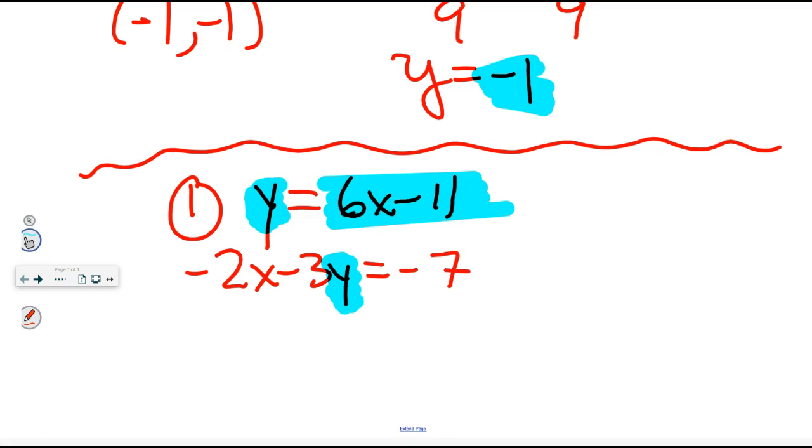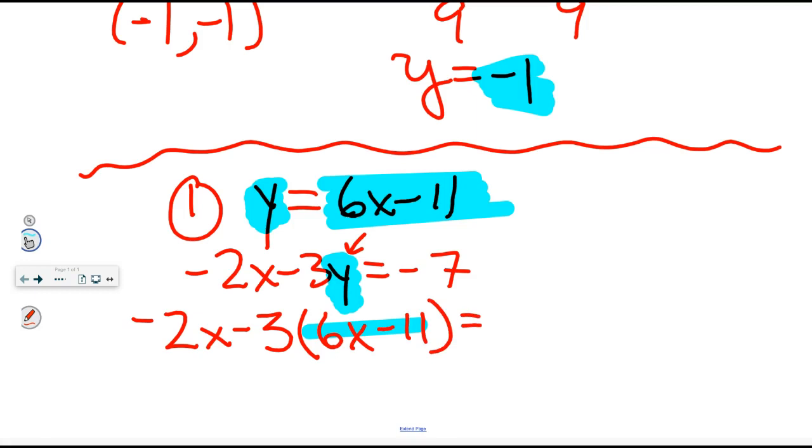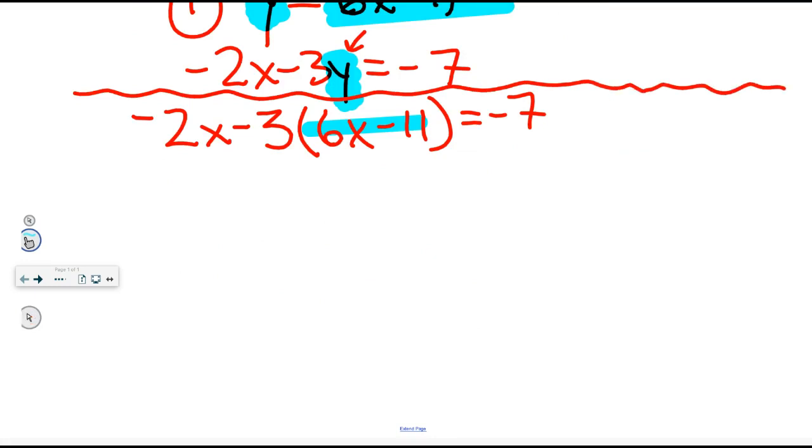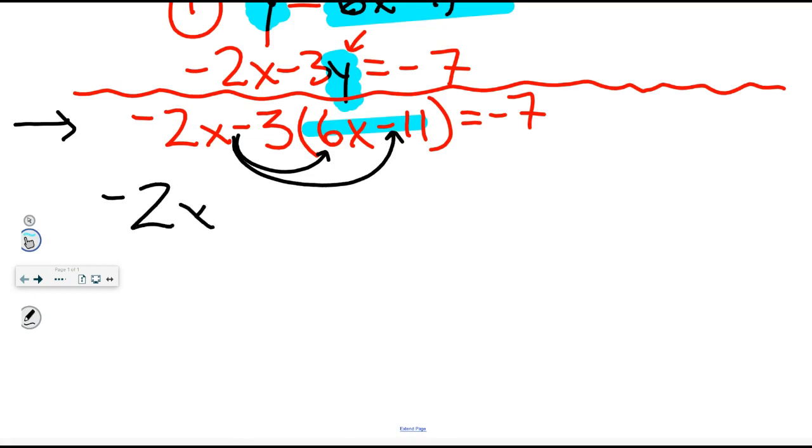Okay? So when I go plug that in right there, I'll go negative 2x minus 3, parentheses. I'm going to put that y in right here. It's 6x minus 11 has to equal negative 7. So then, Parker, when you're solving this right here, what will I do first to solve it? Distribute. So he's going to go like that. Make sure you grab the negative with it. Now the negative 2x minus 18x. A negative times a negative is a positive.